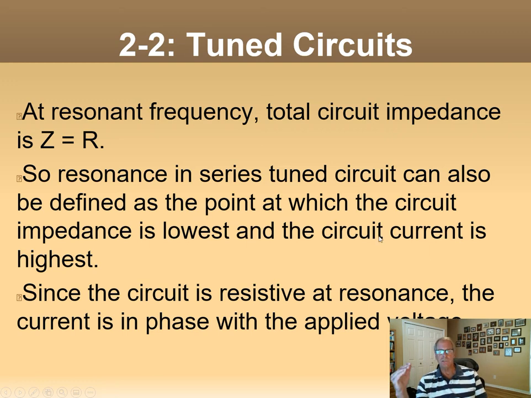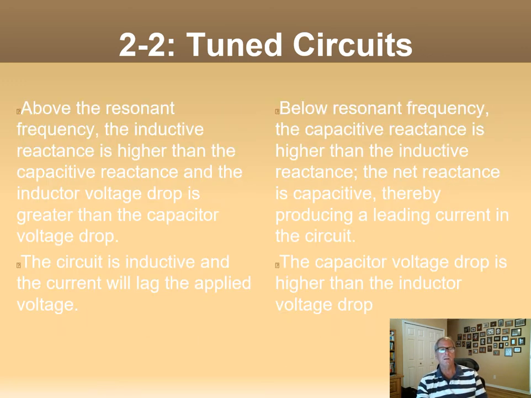It's the point at which circuit impedance is lowest and circuit current is the highest. Makes sense, right? Lower resistance, higher current. Current is in phase with the applied voltage at that point because it's resistive. At other points, the current and the voltage are not in phase.